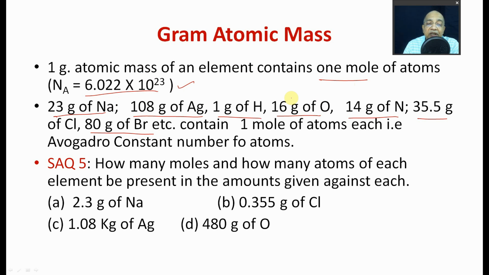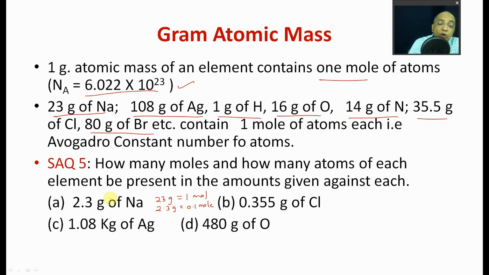of any element. So let us solve this problem. You tell me. Just pause the video and answer. How many moles and how many atoms of each element are present in the amounts given against each? 2.3 gram of sodium. If 23 gram is equal to 1 mole, 2.3 gram is equal to 10 times less, 0.1 mole.